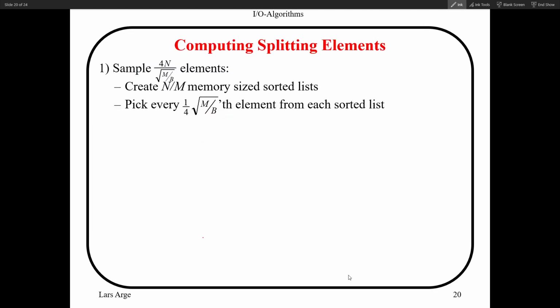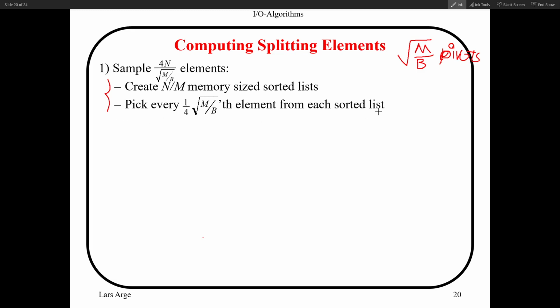All right, so how do I find these splitting elements? Remember that I want to find square root M over B splitting elements. Let me just call them pivots, that's a bit easier to say. I want to find the square root M over B pivots. The first thing we do is to sample this many elements. What this sampling means is that we run these 2 steps.